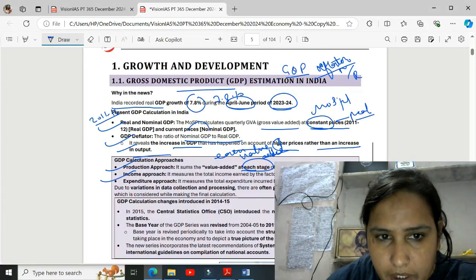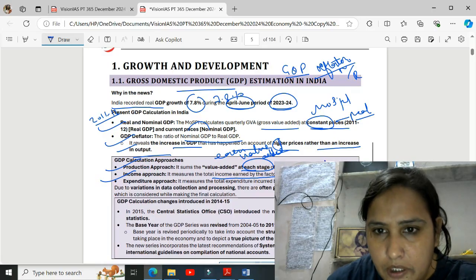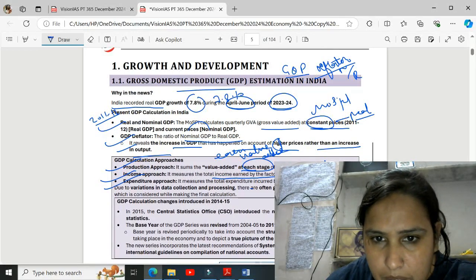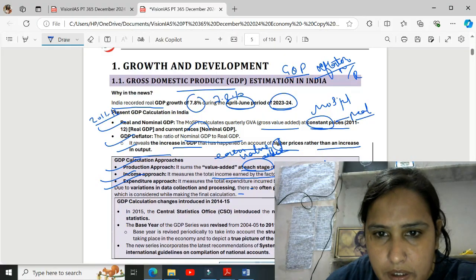Income approach measures the total income earned by the factors of production. Expenditure approach measures the total expenditure incurred on goods and services. Due to variation in data collection and processing, there are often gaps between the approaches.